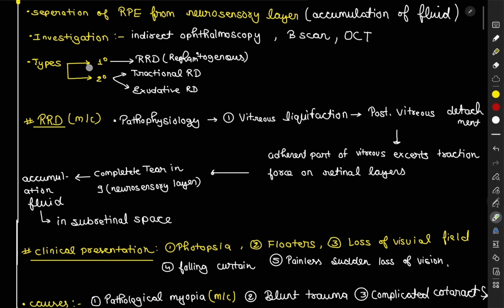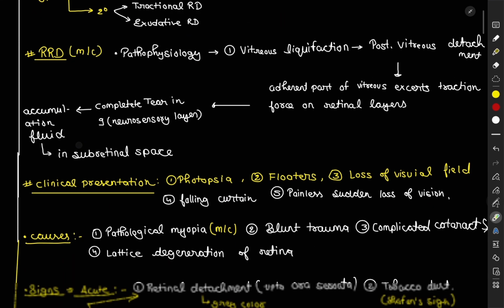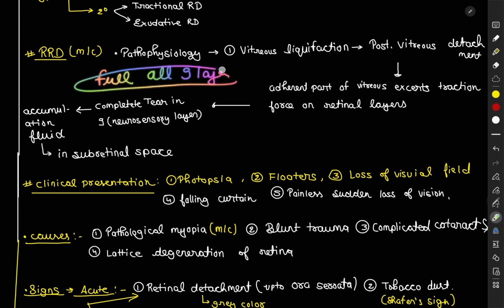What are the types of retinal detachment? Primarily, Rhegmatogenous retinal detachment, and secondary Tractional retinal detachment and Exudative retinal detachment. The most common type is Rhegmatogenous retinal detachment. What is the meaning of Rhegmatogenous? Rhegma means tear, so the retinal detachment is due to a tear in the retina. It is a full tear involving all 9 layers of the neurosensory retina.